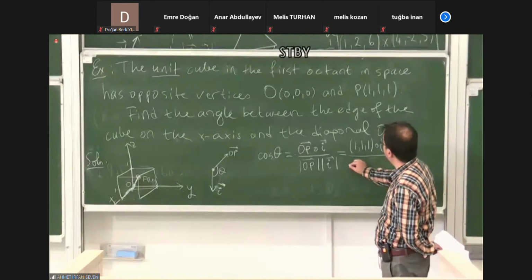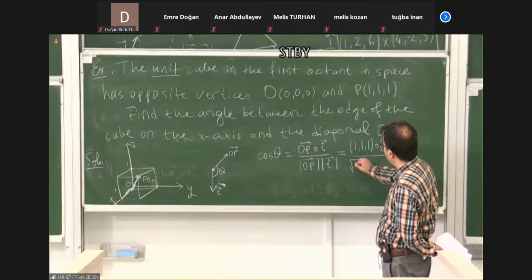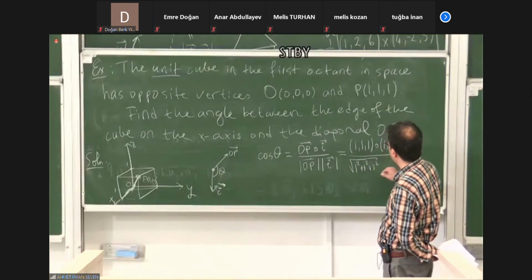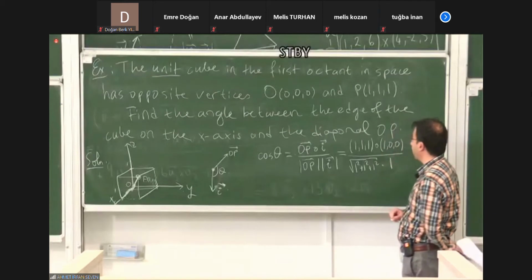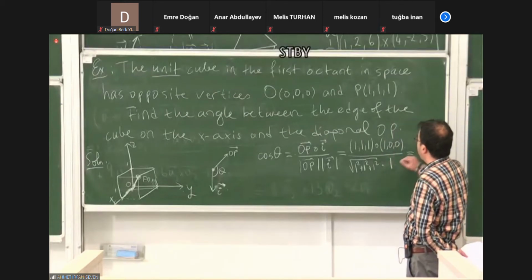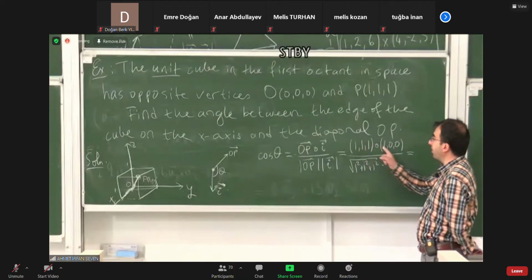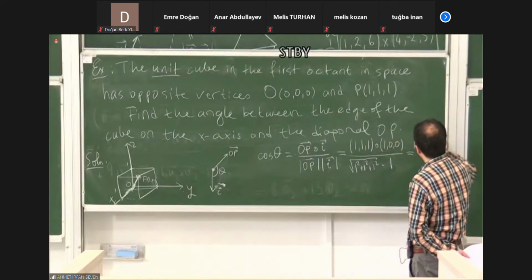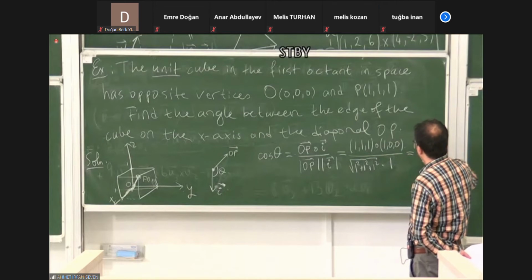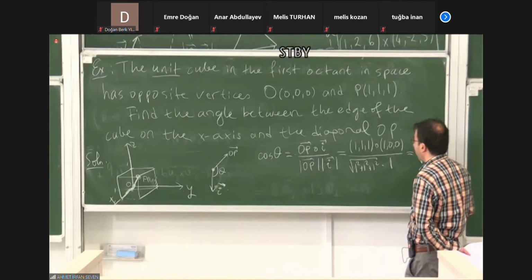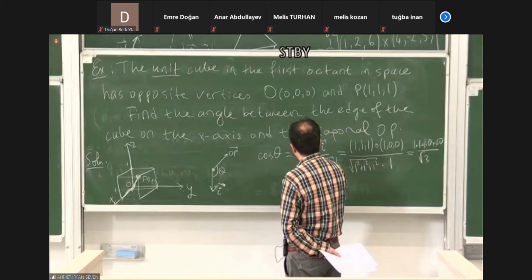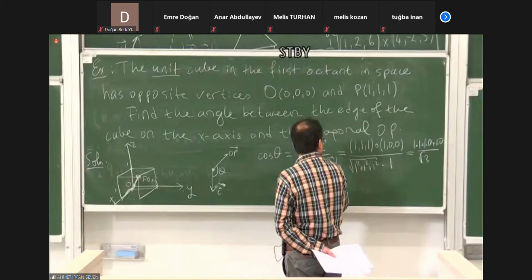So the length of OP will be the square root of 1 squared plus 1 squared plus 1 squared, times the length of this one, which is 1. Now, what is the dot product here? 1 times 1 plus 1 times 0 plus 1 times 0, over square root 3. So the cosine of this angle is, not 3, 1 over square root 3.